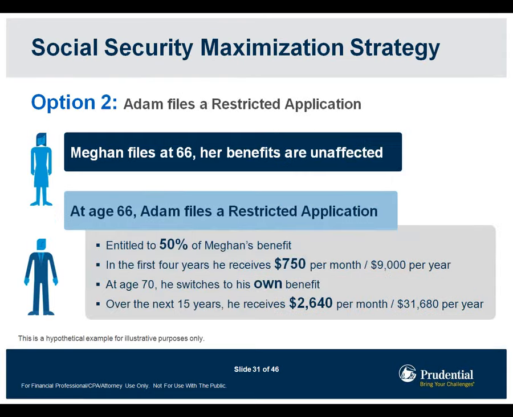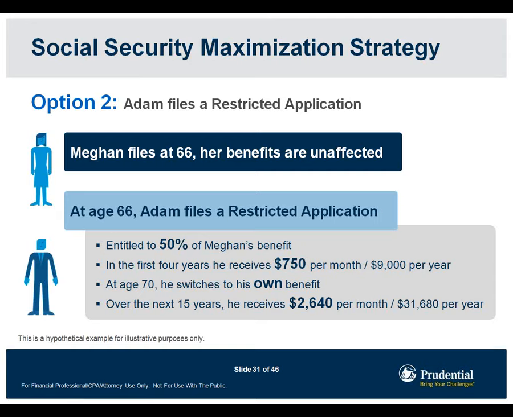Because what Adam could have done is file a restricted application. So Megan files for her benefits at age 66. Adam says, I'm not going to touch my benefits till age 70, but when he's age 66, he could file a restricted application whereby he'll receive spousal benefits based on Megan's benefit. So at age 66, he can receive half of Megan's benefit. Her monthly benefit was $1,500 a month, so his spousal benefit will be $750 a month, $9,000 a year for 4 years.